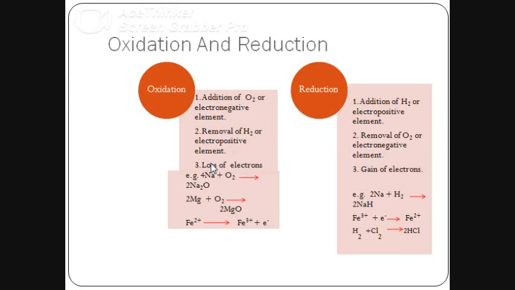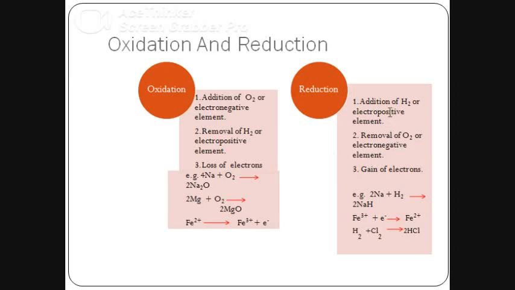Now to understand this, we have some examples related to oxidation, like addition of oxygen to sodium metal gives sodium oxide, and addition of oxygen atom to magnesium atom gives magnesium oxide. It also involves addition of oxygen or electronegative element, that is, non-metal oxygen. Now for the loss of electron, iron plus 2, that is ferrous, when it loses an electron, forms iron plus 3, or we can say ferric ion.